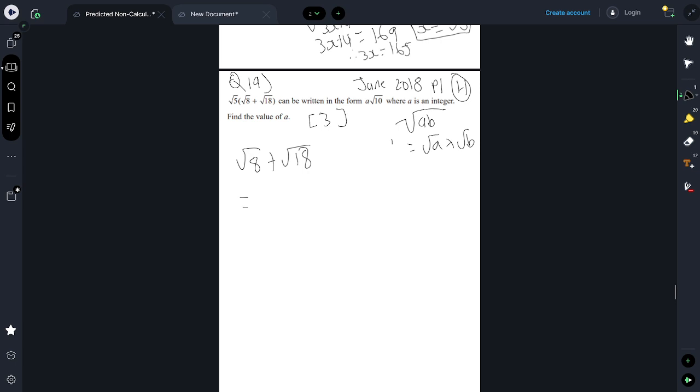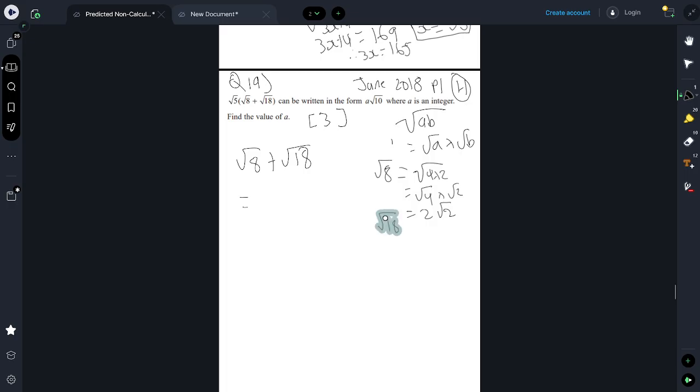So root 8, well, it's 4 times 2, right? So it's root 4 times 2. And we can split this up, so it's going to be root 4 times root 2. And actually root 4 is 2, and so it's 2 root 2.